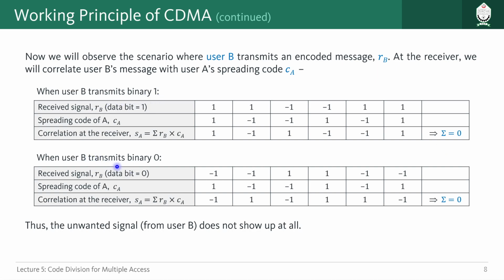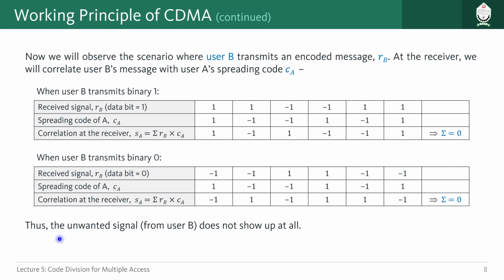And when user B transmits a value of binary 0, then we have to take the complement of the spreading code of user B, which is done here. You see, this is just the complement of this particular sequence. And to decode that, again we are doing the same thing. We are taking the spreading code of user A, which is this one. After correlation, again we get the resultant value as 0. So you see, S of A is resulting in a value of 0 for both cases. So we can say the unwanted signal from user B is not showing up at all.